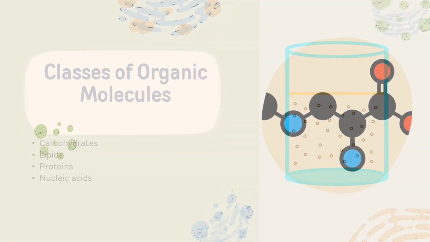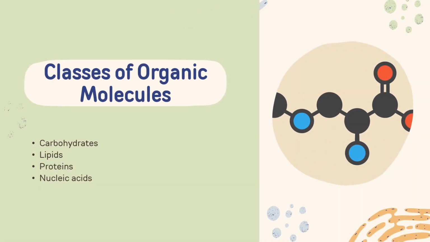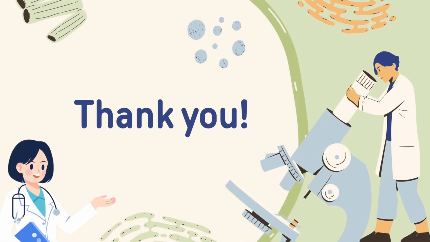And now, the big four. Our bodies are made up of four classes of organic molecules: carbohydrates, lipids, proteins, and nucleic acids. These molecules are the foundation of all life processes, from storing energy to carrying genetic information. So there you have it, the chemical composition of the body.